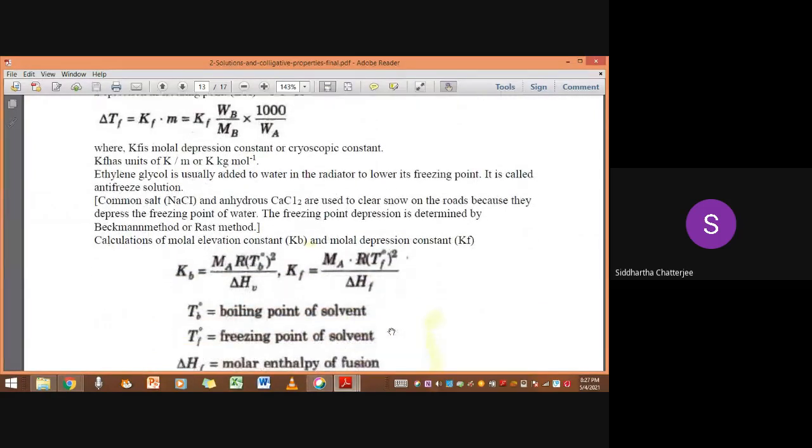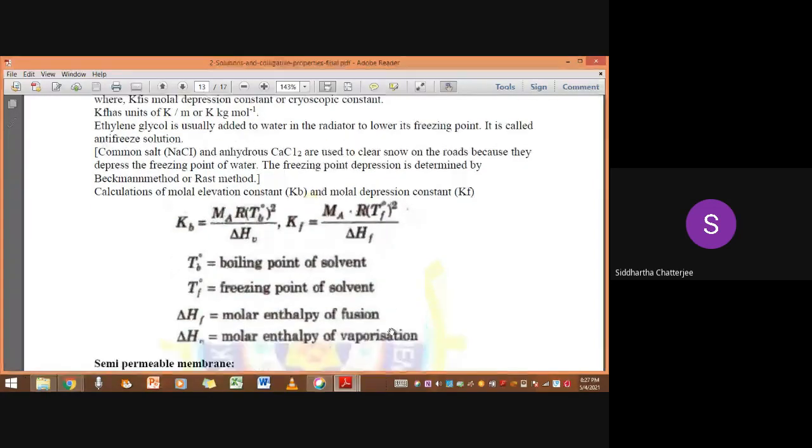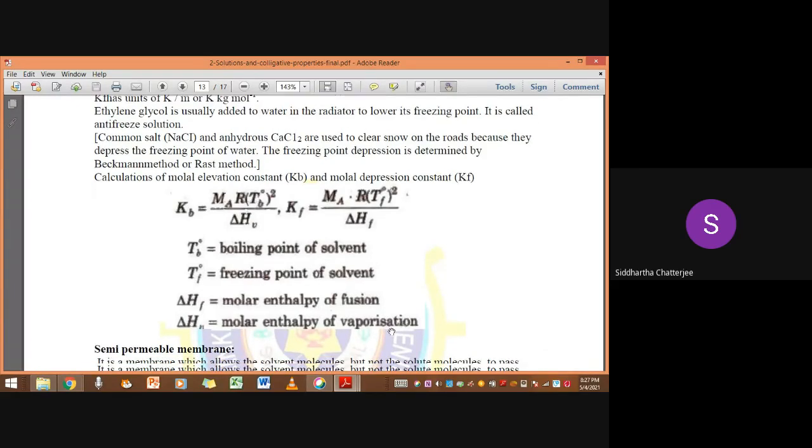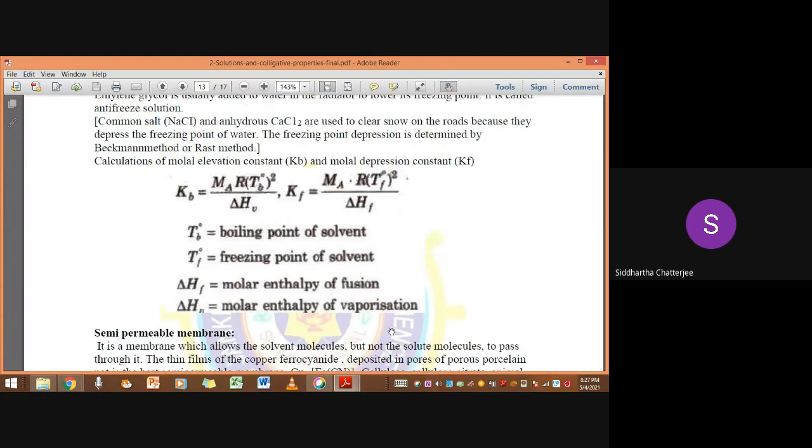If you remember, Kb equals M_A Tb0 square by del Hv, and Kf equals M_A Tf0 square by del Hf. Tb0 means the boiling point of the solvent, Tf0 means the freezing point of the solvent, del Hf means molar enthalpy of fusion, and del Hv means molar enthalpy of vaporization. M_A means the molar mass of the solvent. Are you getting my point? Yes sir. Okay, good.